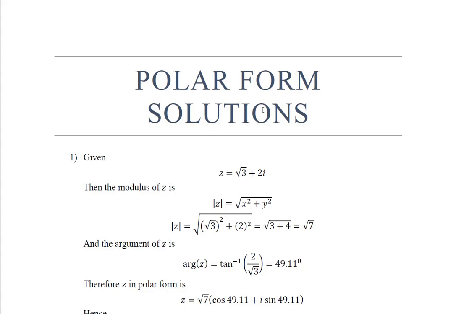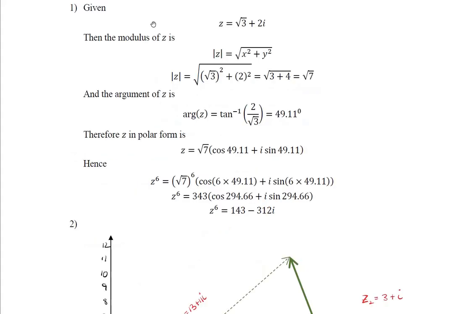Let's look at the polar form solutions. Question 1. Given z equal to root 3 plus 2i, then the modulus of z is root 7. The argument of z is 49.11. Therefore, in polar form, z is equivalent to root 7 into cos 49.11 plus i sin 49.11. Hence, z to the 6th power is equivalent to 143 minus 312i.